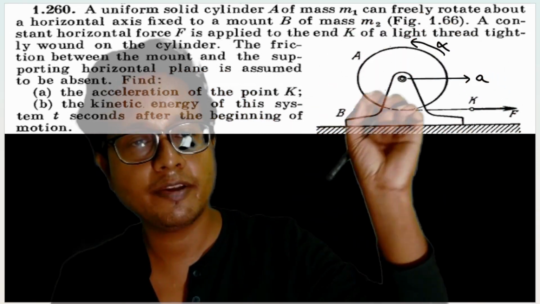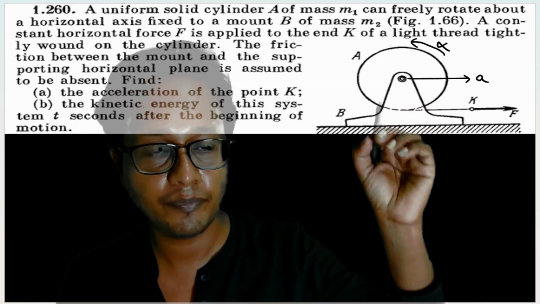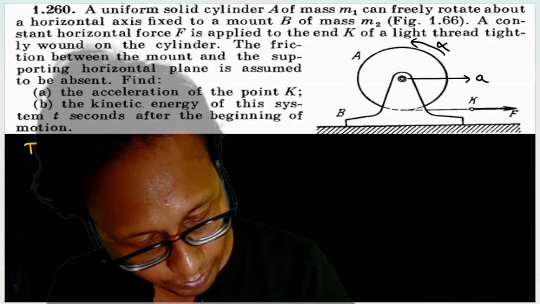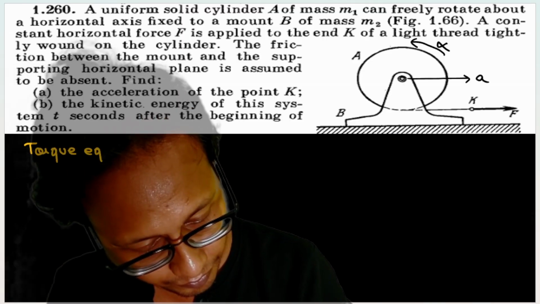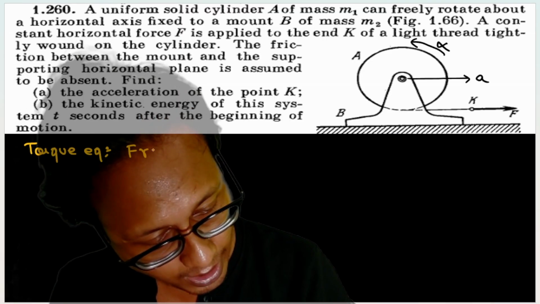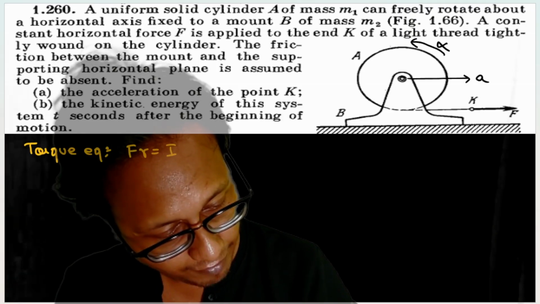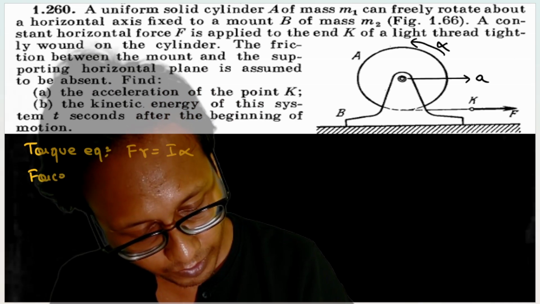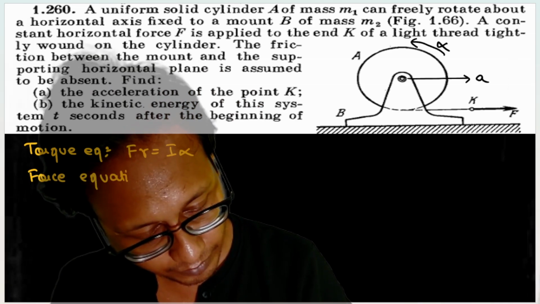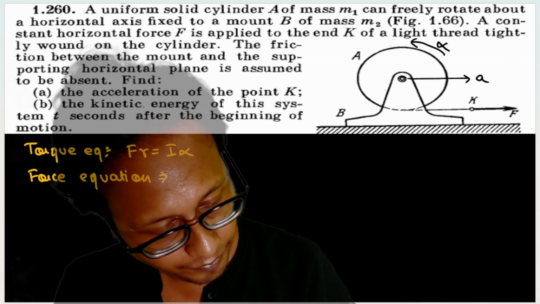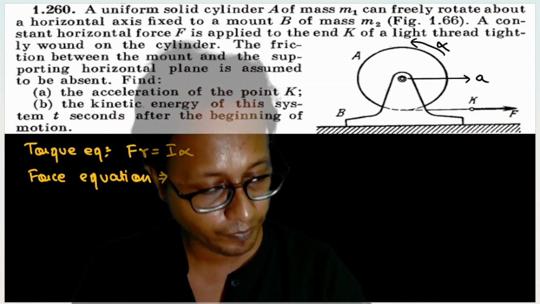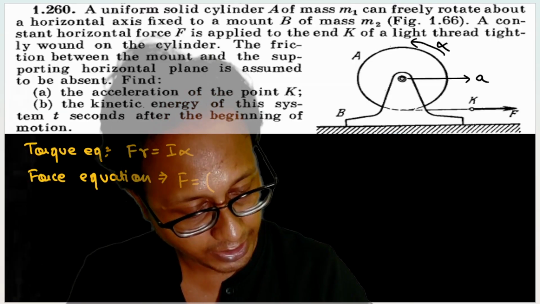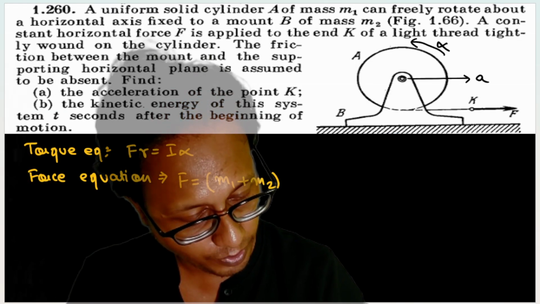So if I consider my axis of rotation here, what is the torque? Torque is nothing but F. If I write down the torque equation, or rotational equation, it is nothing but F into R is equal to I alpha. Now the force equation. Is there an opposing force? No. Force is equal to mass of this body plus mass of this body into acceleration. So m1 plus m2 into acceleration.